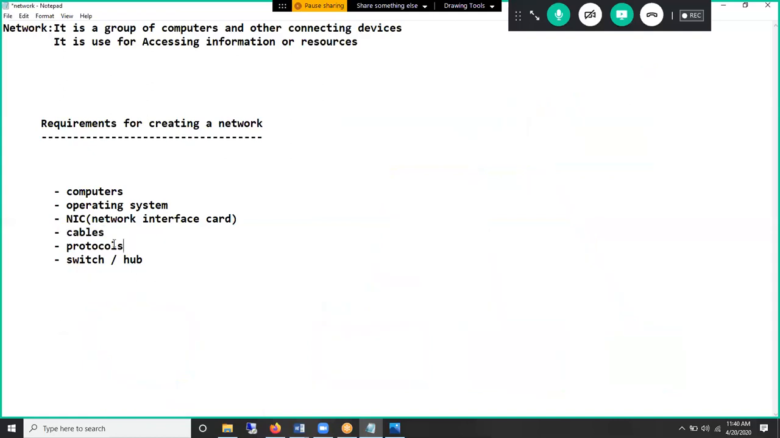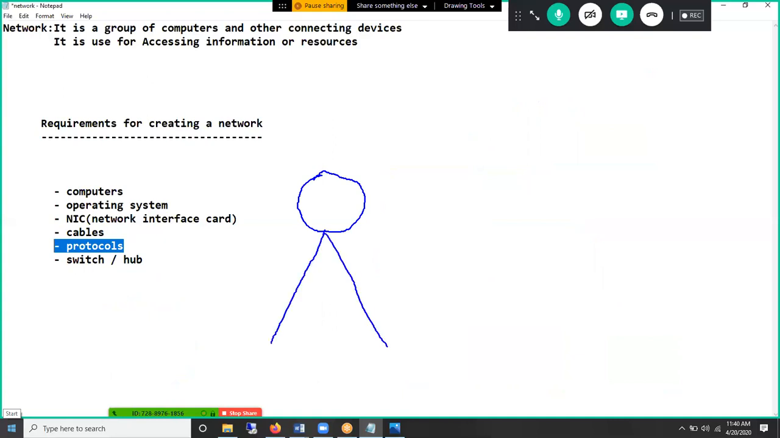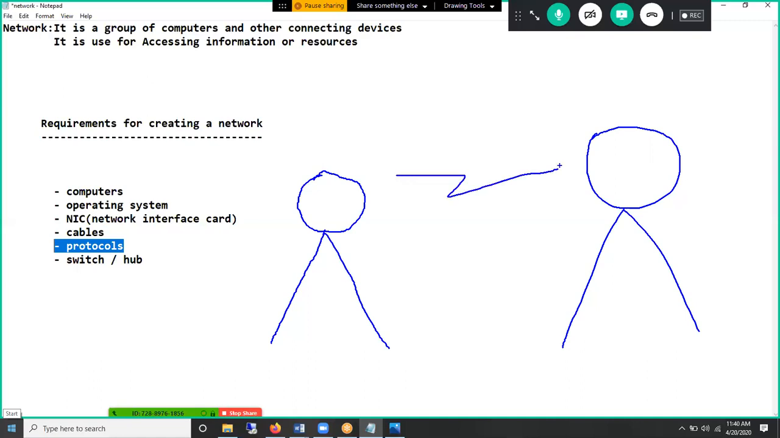Okay. Now the next requirement we have is the protocol, which is one of the important requirements, and we need to discuss this in detail. Before we understand what a protocol is, let me give a small example, which I use all the time to explain this. Let's say we have two persons and they want to talk to each other. If two persons want to communicate with each other, what do they need? Any idea?